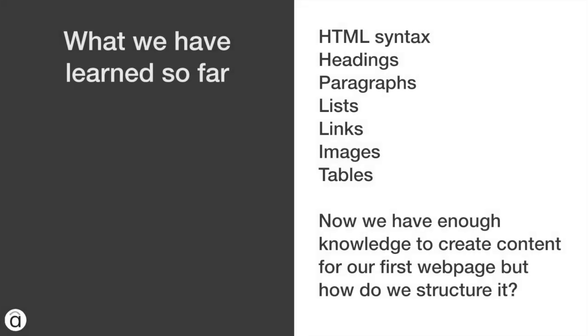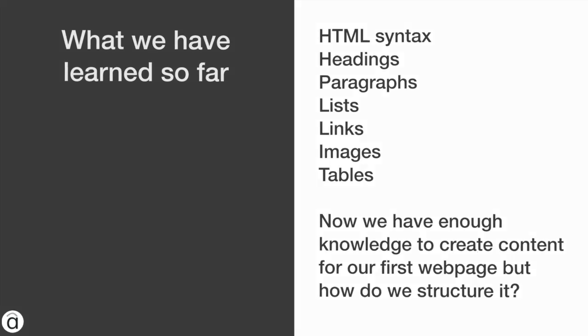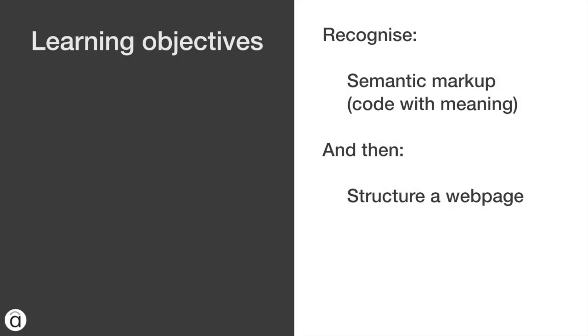So what have we learned so far? We learned on the very first video how to write HTML syntax, and then we went on to creating headings, paragraphs, lists, links, images, tables. So I reckon we've got enough knowledge now to create the content for our first web page, but how do we structure it? Well, the objectives in this video are to recognize semantic markup, and that is code that means something. And then we're going to structure a web page with some coding.